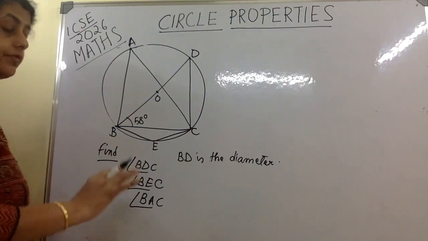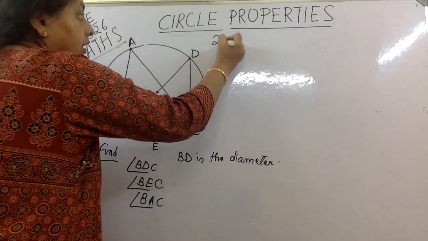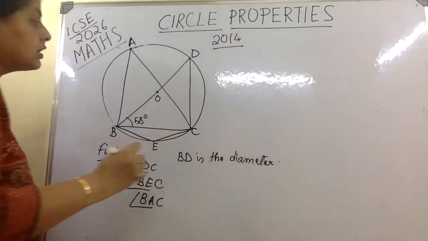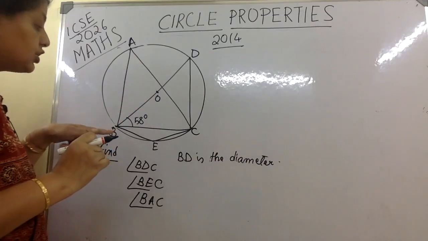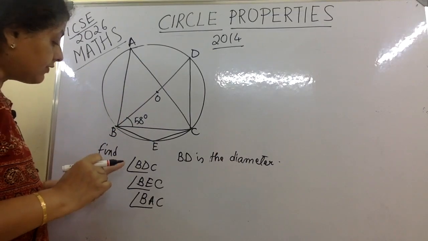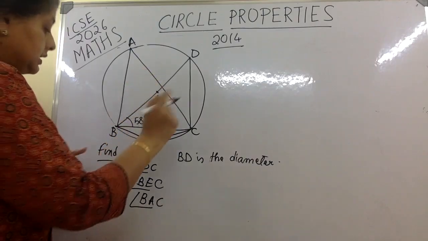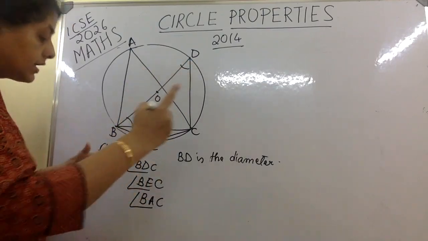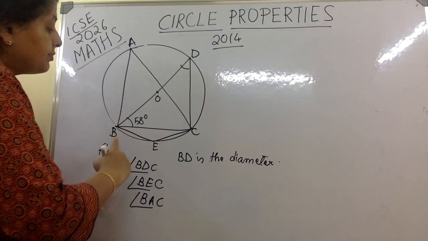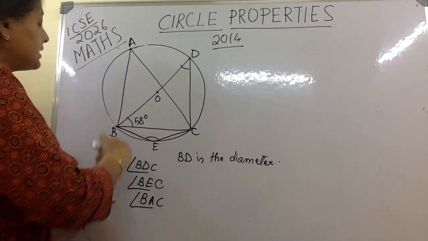This is a question from 2014, previous year question. Here BD is told as the diameter and they have asked for these three angles, BDC. Here this angle is always better to mark first, BEC. BEC is this angle and BAC is this.